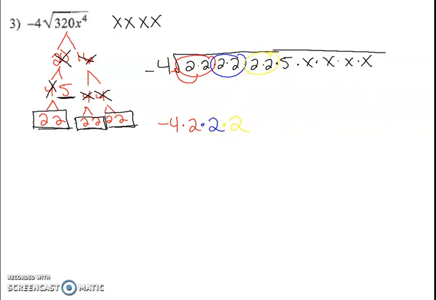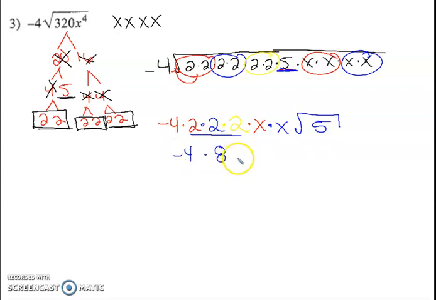Then I can go on to the x's. Because I don't have anything with 5, I can take out one set of x's. Take out another set of x's. And then all I'm left with is this 5 underneath the radicand. Okay? That's what the square root is called, the radicand. So I can do the math. 2 times 2 times 2 is 8 times negative 4 times x times x.